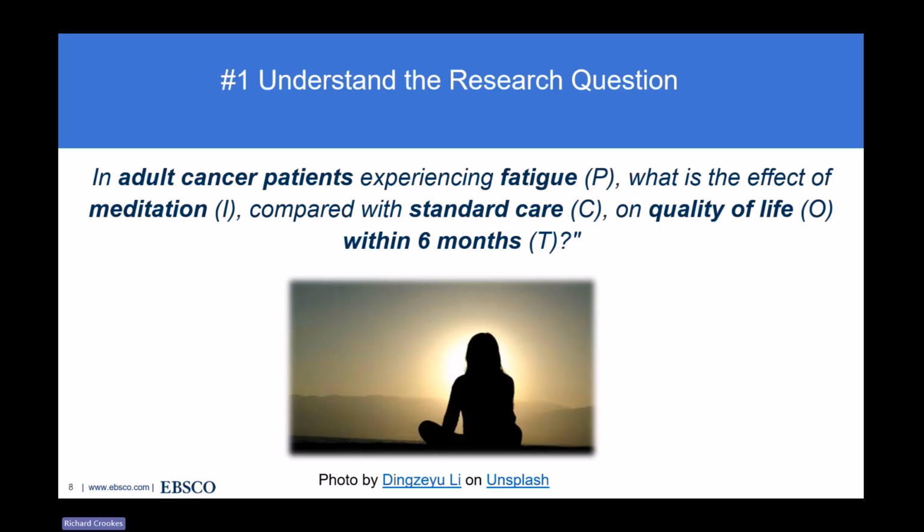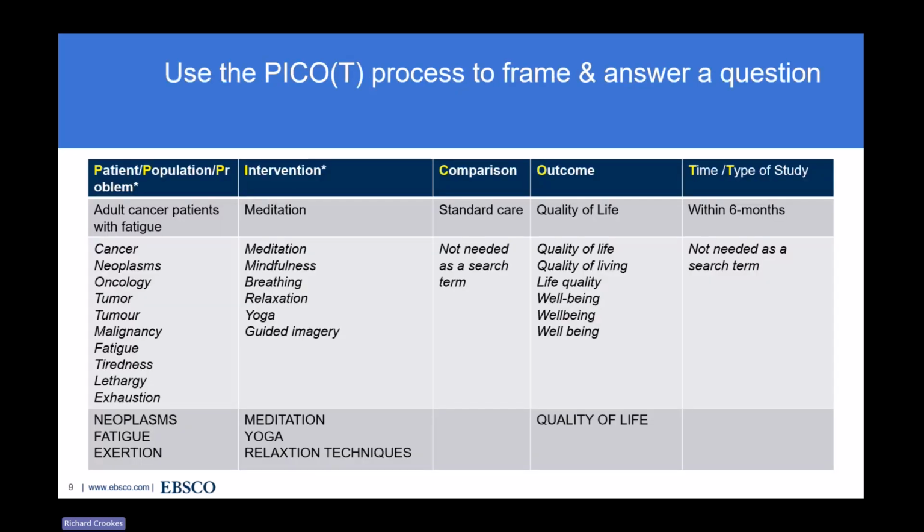So we have adult cancer patients. They are actually experiencing fatigue. So the adults with cancer experiencing fatigue. We have meditation with a comparison of the standard care, the general care, and then the impact on quality of life and with a specified time frame. So clearly I've identified those concepts already. And then the next step would be to populate the framework, if you like, with other terms that we could be looking at or using for this search.